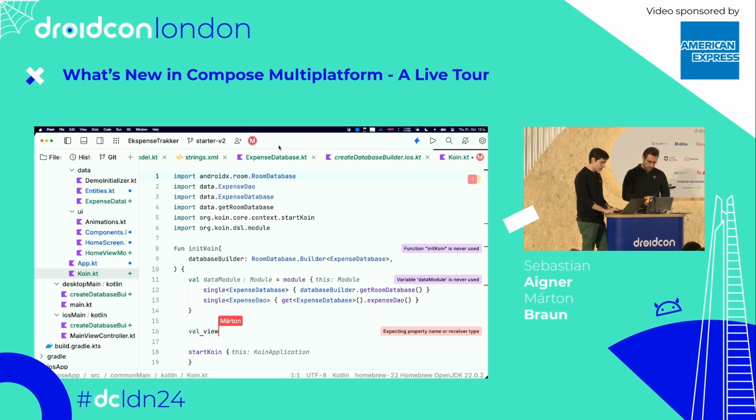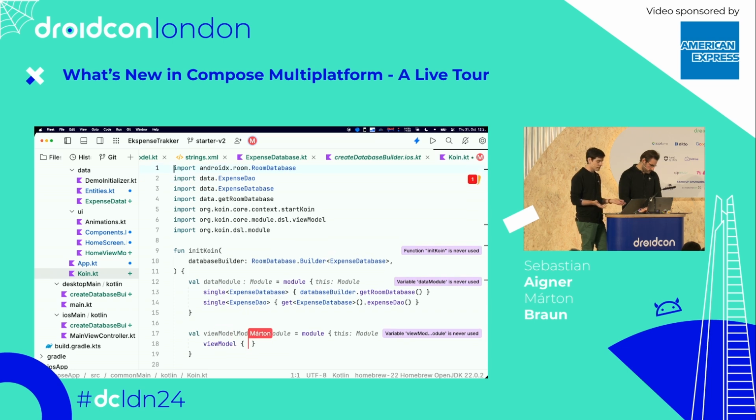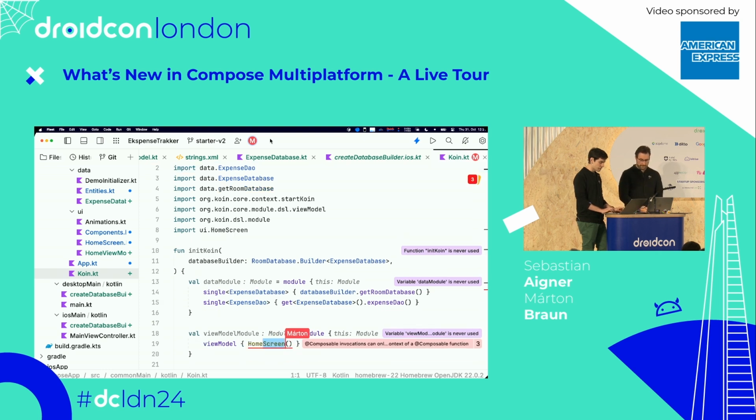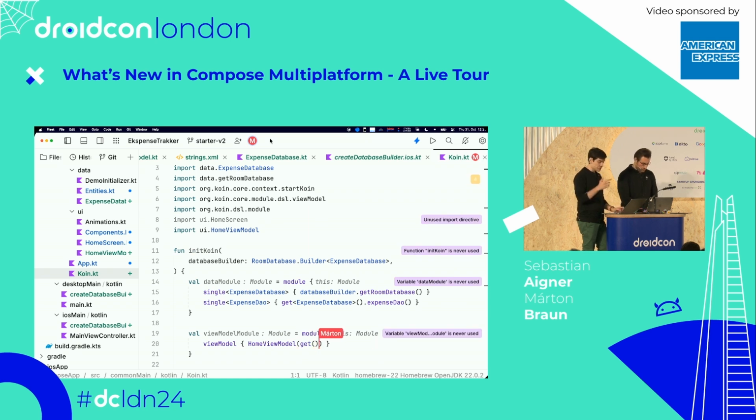Then we need the view models to know about dependency injection. So for another Koin module, just to organize our dependencies a bit, we'll create one of those. And Koin integrates very nicely with view models on KMP as well. So we can just create a viewModel declaration here. And instead of a home screen, I meant to use a HomeViewModel. And that has an expense DAO dependency now. And I can just call get using Koin, and that will fetch it from the graph for me.